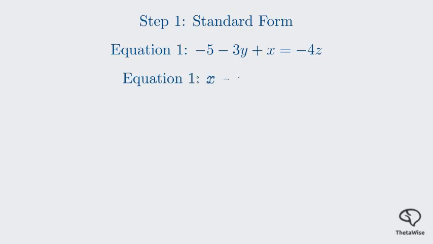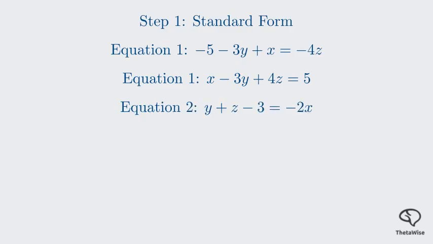Step 1, standard form. Remember, we want x terms, y terms, and z terms on the left and constants on the right. Let's start with the first equation. -5 minus 3y plus x equals -4z. To get x, y, and z on the left, we'll add 4z to both sides and add 5 to both sides. This gives us x minus 3y plus 4z equals 5. Now for the second equation. y plus z minus 3 equals -2x. We need to add 2x to both sides and 3 to both sides to get it into standard form. This results in 2x plus y plus z equals 3.